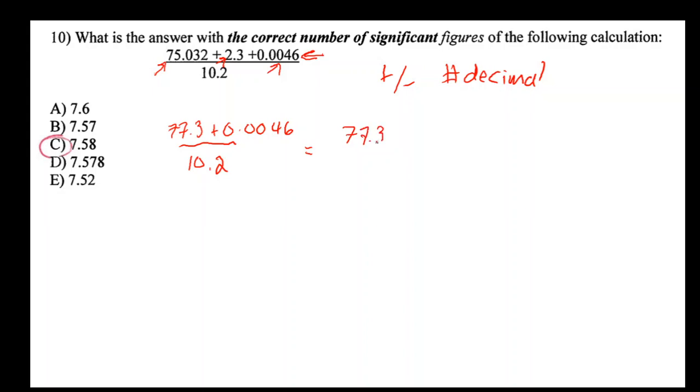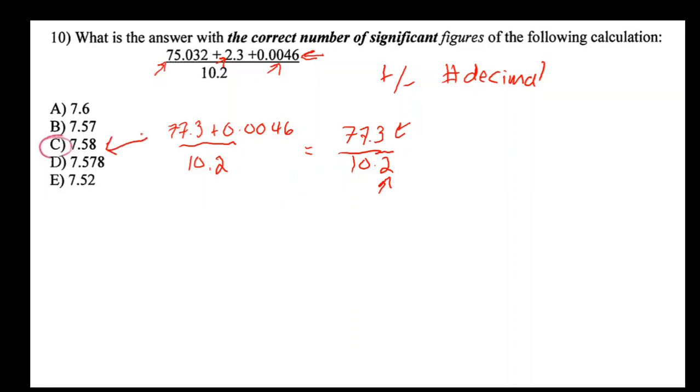77.3 divided by 10.2. So now the rule that applies when you're dividing or multiplying is that the number with the least amount of significant figures determines how many significant figures your answer can have. So thankfully here, our top number has 3 sig figs, and our bottom number also has 3 sig figs. So we don't have to do any trimming, so you'd essentially just punch that through, and you would get your answer of 7.58.